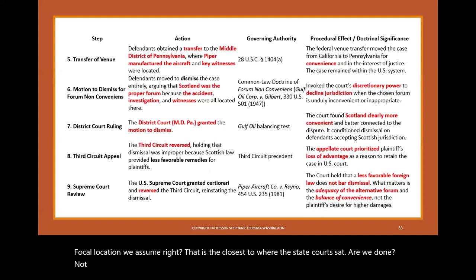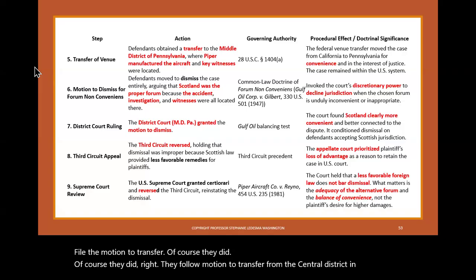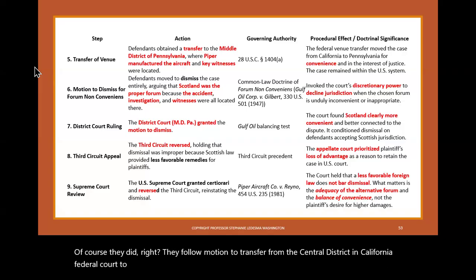We're just getting started. After the defendants removed the case to federal court, they then, in federal court, file the motion to transfer. Of course they did. Of course they did, right? They file a motion to transfer from the Central District in California, federal court, to the Middle District of Pennsylvania. Why Pennsylvania? Because that's where Piper is manufactured.